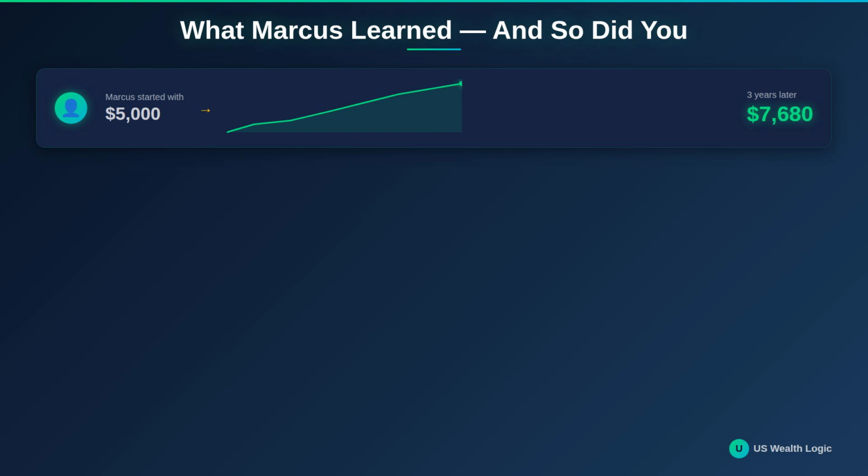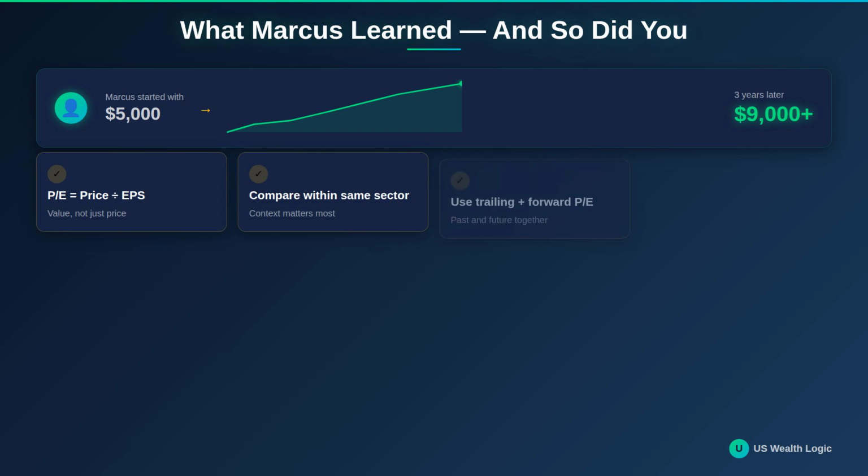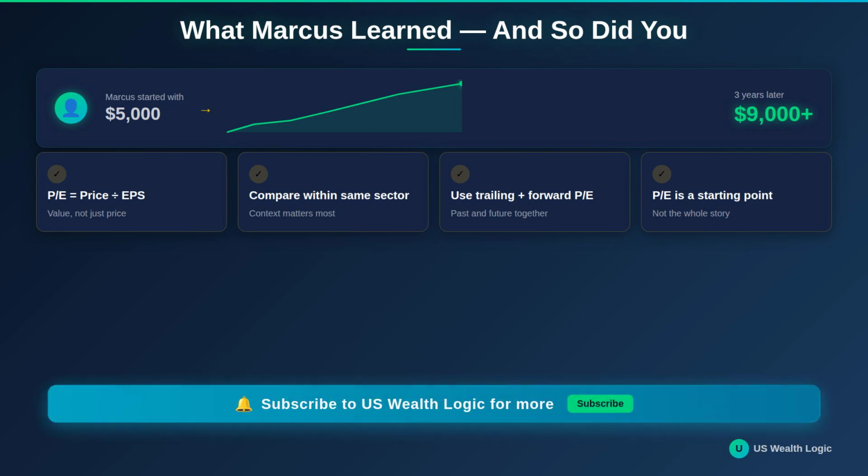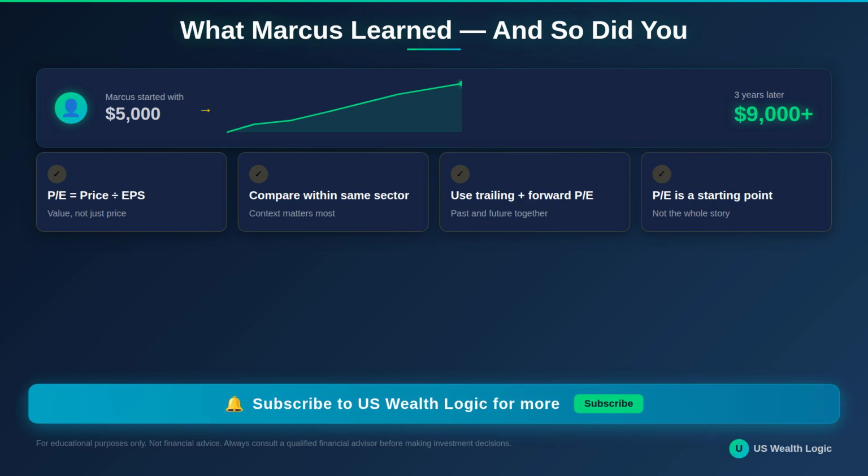So where is Marcus today? He invested that $5,000 thoughtfully, using PE ratios as one tool among several to evaluate his choices. He avoided overpaying for the flashy cheap stock and found genuine value in the one with strong earnings. 3 years later, his portfolio has grown to over $9,000. Not because of luck, because he started asking better questions.